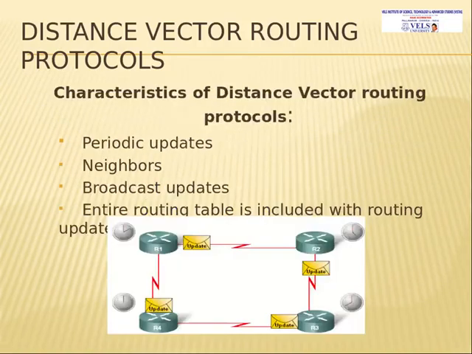Next, the characteristics of the distance vector routing protocol. The first one is the periodic update. Every 30 or 40 seconds each router will update its routing table, and it updates by using a neighbor. They exchange the information with the neighbor. The next one is broadcasting the updates, and the last one is that the entire routing table is included with the routing updates. Whatever update each router has, that will be updated in the routing table.